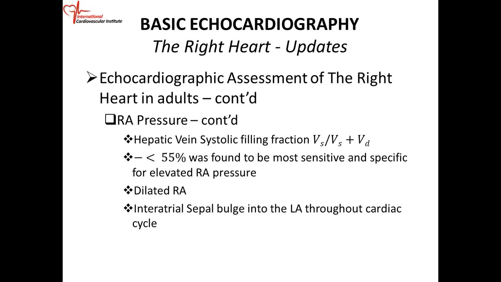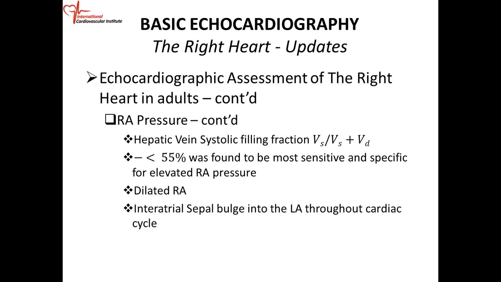So with normal right atrial pressure, the IVC will be less than 2.1 centimeters. You get more than 50% inspiratory collapse, and the right atrial pressure in that situation is 3 millimeters mercury. If it's 2.1 centimeters or more, and you have less than 50% collapsibility with inspiration, then you have 15 millimeters mercury, and the right atrium in that situation would be large.